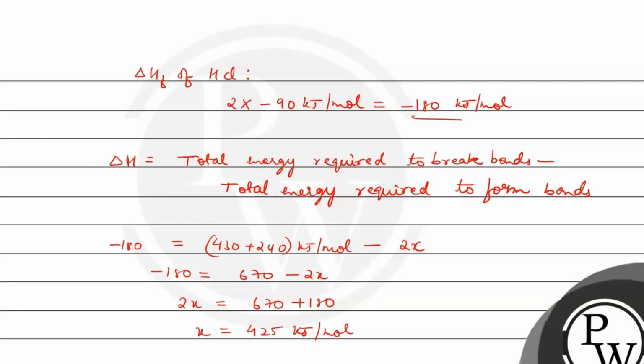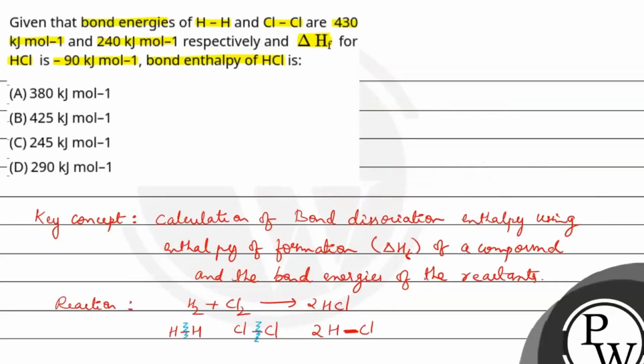So therefore, based on the calculation, we can clearly say that option B, which is 425 kilojoule per mole, is the bond enthalpy of HCl. Hope you all have understood.